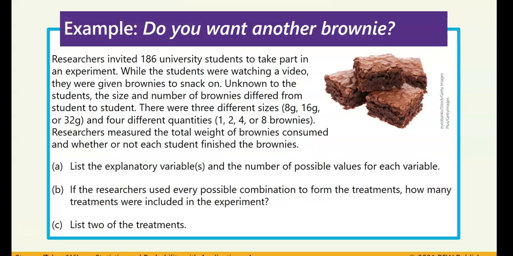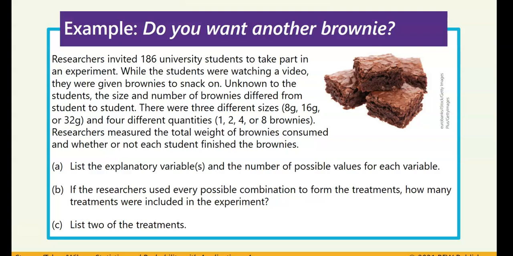So the number of possible values for each one. There's 3 for the first variable, the size. There's 4 different numbers of brownies, so 3 and 4. Researchers used every possible combination to form the treatment. How many different treatments were included? It sounds like 3 times 4 would be 12, so probably 12.